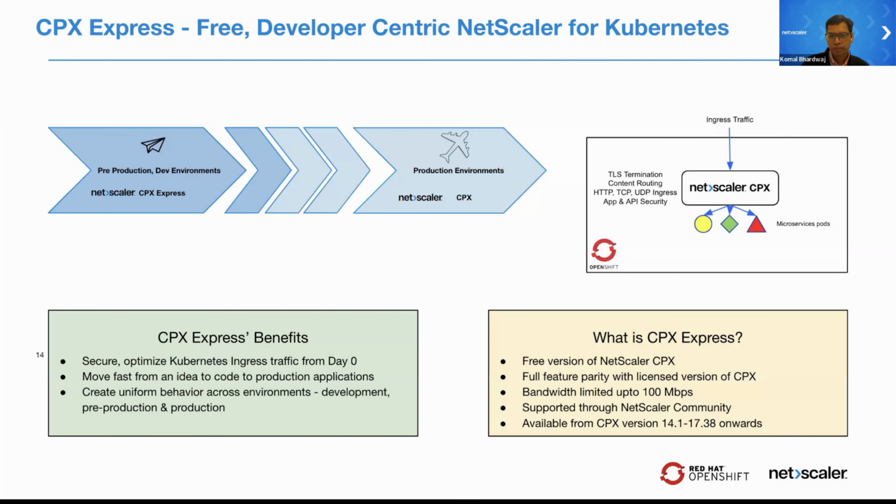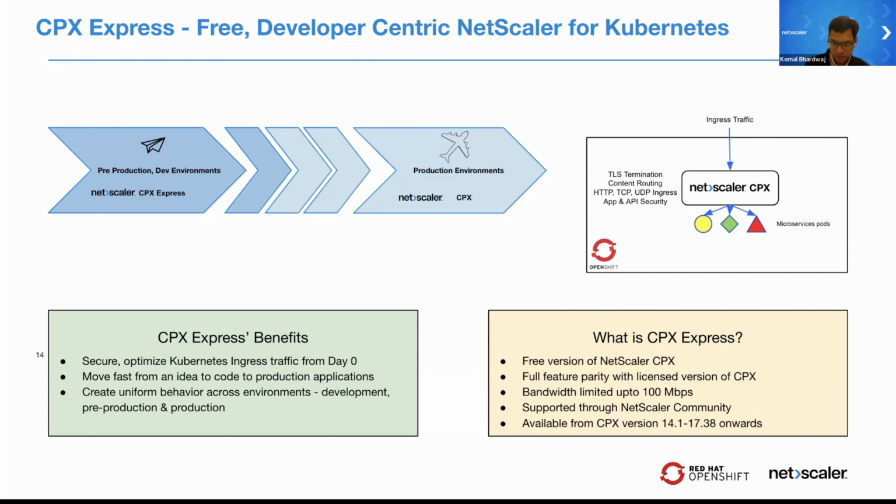With this, I come to some exciting news. We have recently launched a new variant of CPX. CPX is the containerized NetScaler, and we are calling it CPX Express. CPX Express can be used in a freely downloadable manner. You can just go to quay.io, which is again another Red Hat product, download the latest version of CPX, and it will run without any license. The only limit is a bandwidth cap of 100 Mbps.